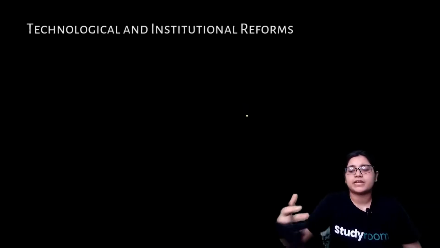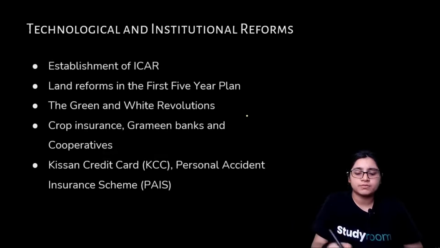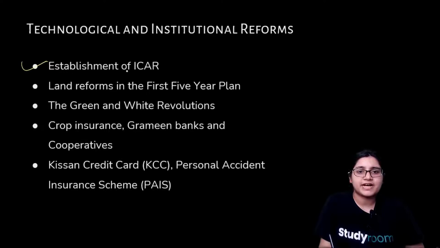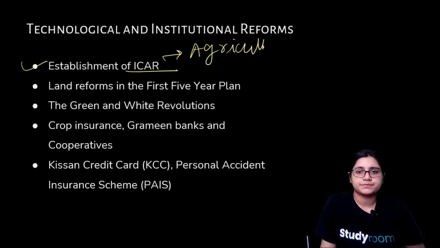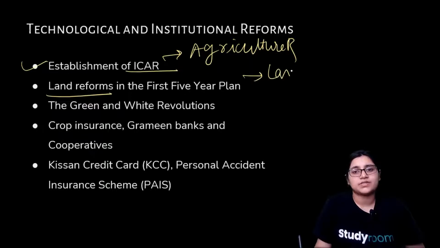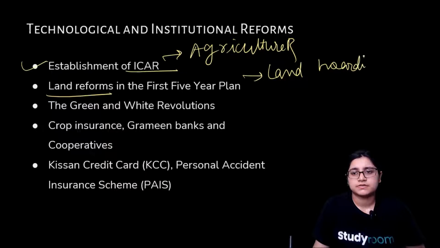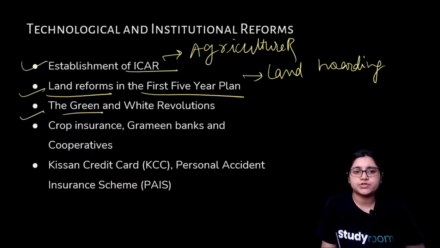Now we have to see some technological and institutional reforms. First one is establishment of ICAR, right? Agriculture Research Institute. Very important. Land reforms. Alright, land hoarding was done before. Now it has stopped after this was launched in the first 5-year plan. Green revolution, that is agricultural revolution. White revolution is milk revolution.